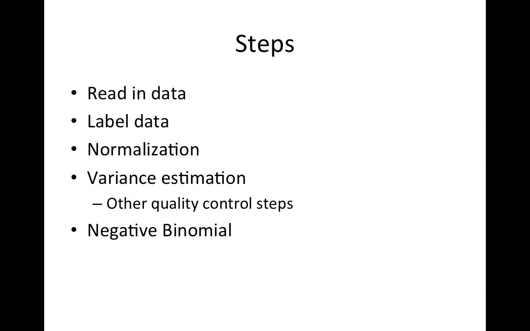So the steps in DESeq are that we're going to read in the data, we're going to label the data, we're going to normalize the data for the number of reads in each sample, and I'll show you why that's important in a minute. We are going to estimate the variance, and I'm not going to go through other quality control steps, but you really should when you do yours. Just for brevity, I'm going to go through the main steps. And then it will use a negative binomial, which is the mathematical way of looking for that line I was talking about earlier.